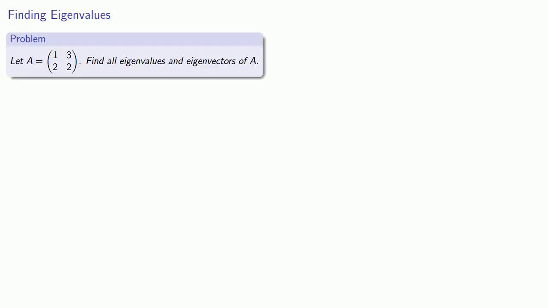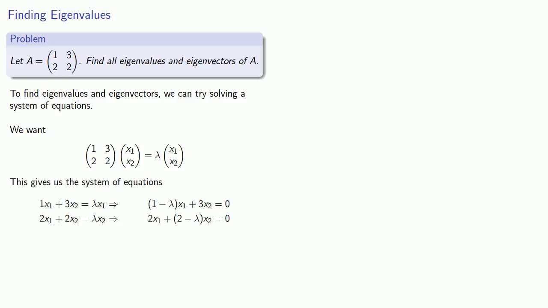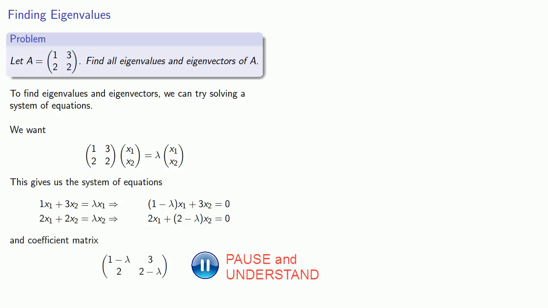Well, let's see how we can solve this problem of finding eigenvalues and eigenvectors. So let A be the 2 by 2 matrix. Let's see if we can find all eigenvalues and eigenvectors of our matrix A. So if we want to find the eigenvalues and eigenvectors, we can try solving a system of equations. What we want is the linear transformation applied to a column vector x1, x2 to give us a scalar multiple of that column vector. And so this gives us the system of equations with corresponding coefficient matrix. We can row reduce this system of equations.